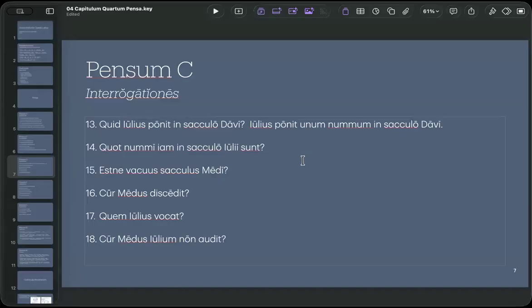Hey, Michael. Given that numum is singular, could you do something like suum numum, like his own coin? Yeah, you could do that too. I just want to clarify, that's what I had. Yep. You could do that, emphasizing that Julius gave his very own coin, or put his very own coin in Saclo Davi. That works too. Yeah, there's more than one answer to these. Anyway, quot numi iam in sacculo Iulii sunt? Unus numus.